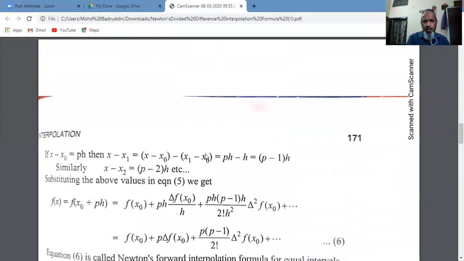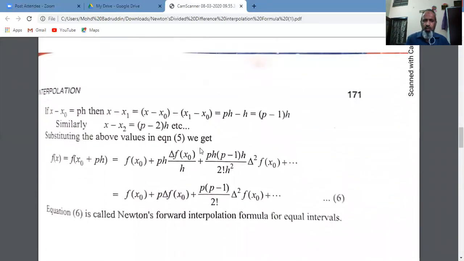Now, if x minus x naught is equal to ph, we are substituting p is equal to (x minus x naught) by h, or x minus x naught is equal to ph. So what will be the value of x minus x1? X minus x1 is (x minus x naught) minus (x1 minus x naught). Again, this x naught cancels, and it becomes x minus x1.